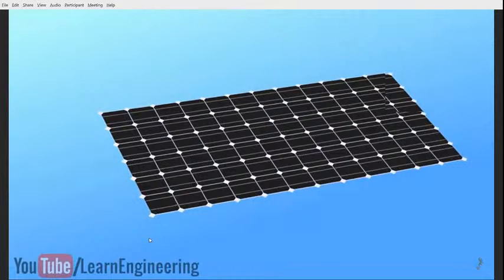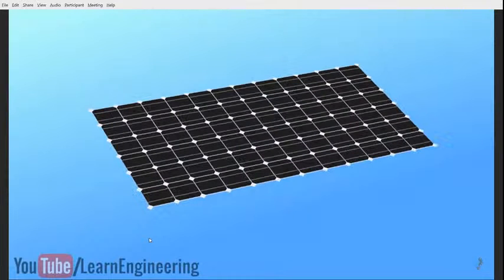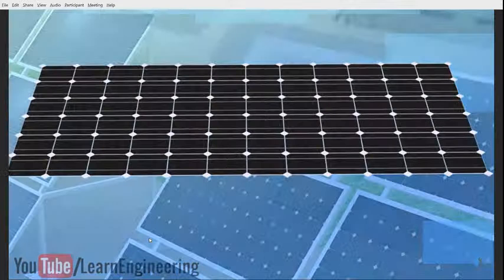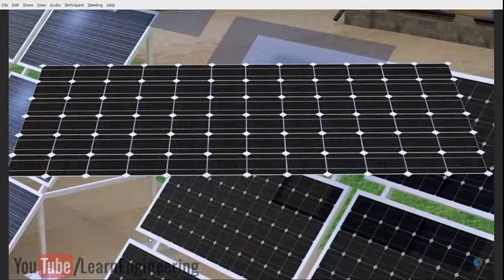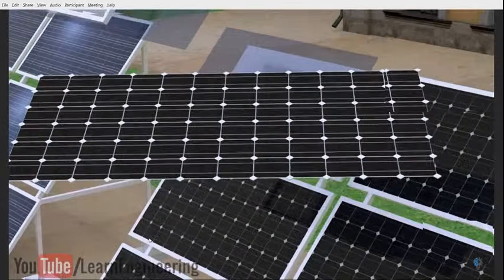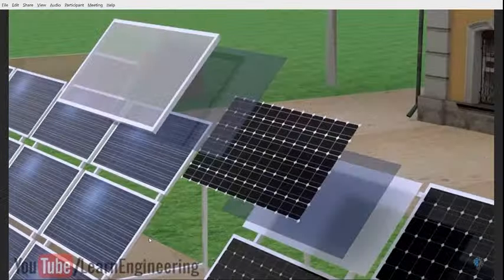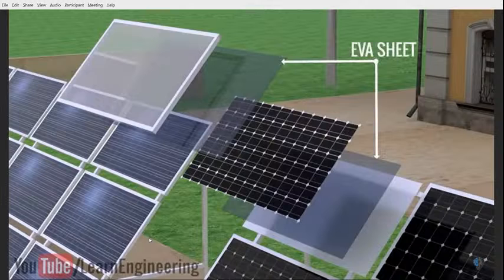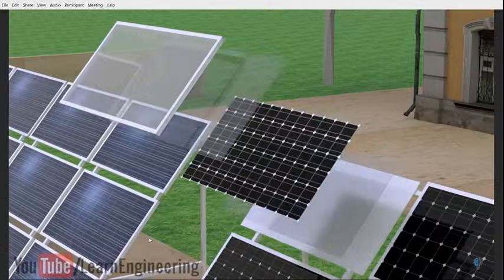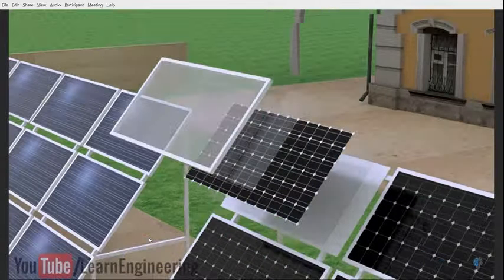A single PV cell produces only around 0.5 volt. The combination of series and parallel connection of the cells increases the current and voltage values to a usable range. The layer of EVA sheet on both sides of the cells is to protect them from shocks, vibrations, humidity, and heat. There are two different kinds of appearances for the solar panels.